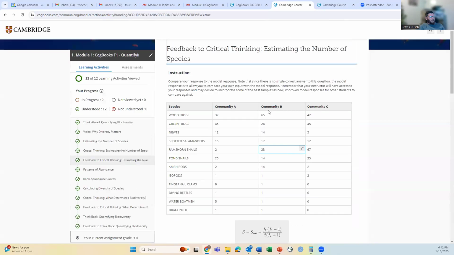Are there any questions about how to calculate the estimated species observed?